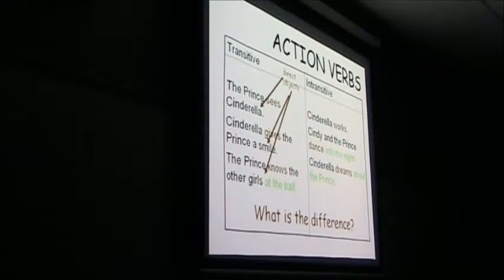Cinderella dreams about the prince. About the prince is a prepositional phrase, so all I'm left with is Cinderella dreams. Who's doing the dreaming? Cinderella. What is she dreaming? We don't know. There's nothing there because the prepositional phrase is thrown away. So there are no direct objects in intransitive verb statements.